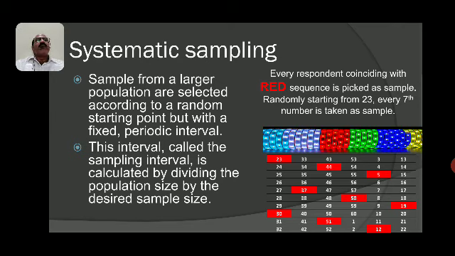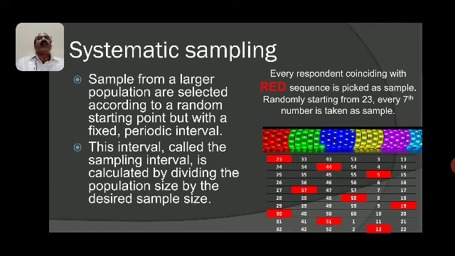Then systematic sampling. Samples from a larger population are selected according to a random starting point but with a fixed periodic interval. This interval is called the sampling interval. It is calculated by dividing the population size by the desired sample size. As you said, suppose you have 1000 and you have to take 100, then every 10th will be the sample. So in this diagram or the animation, every respondent coinciding with red in the sequence is picked up as a sample, randomly starting from 23.